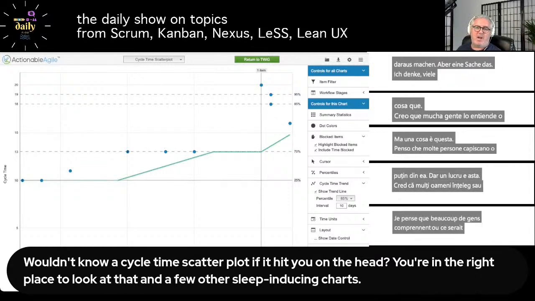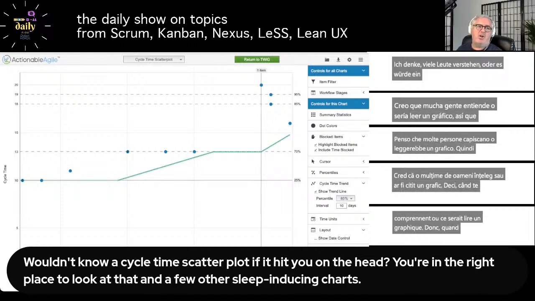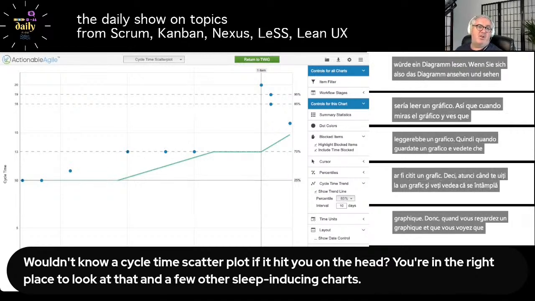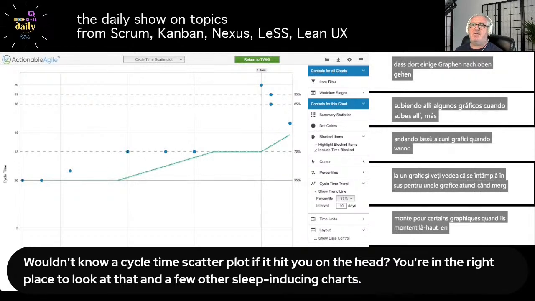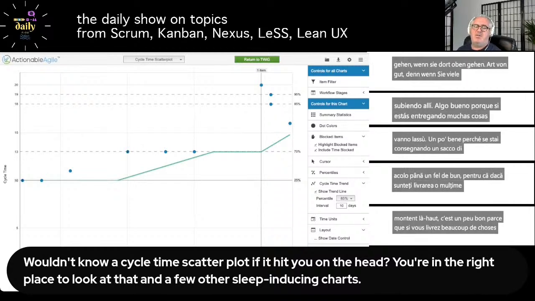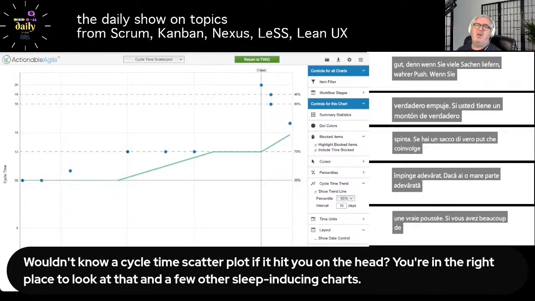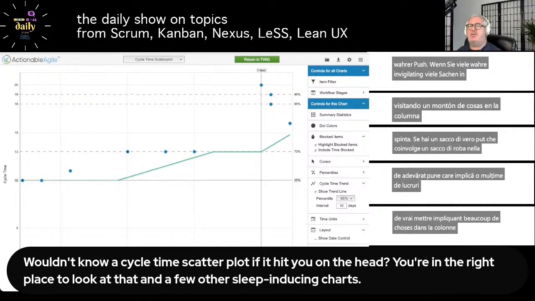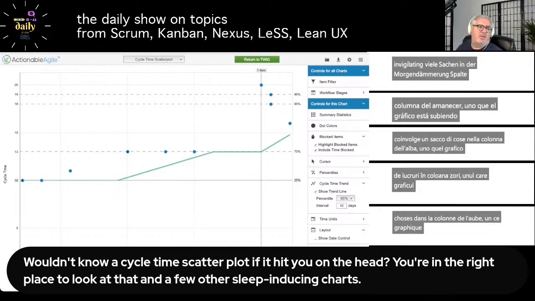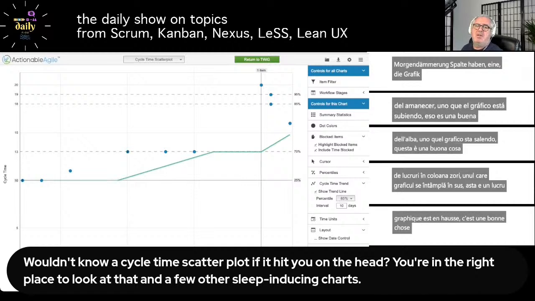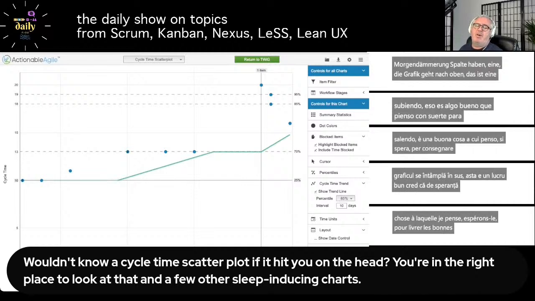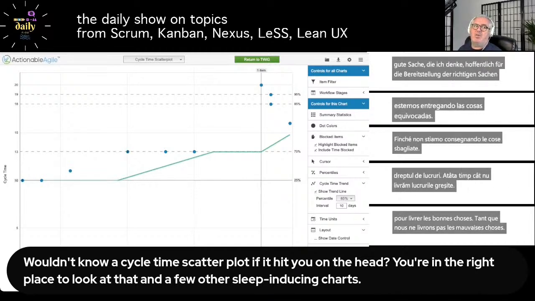So when you look at a graph and you see that it's going up, there are some graphs that, when they go up, are kind of good. If you're delivering lots of stuff, if you've got lots of throughput, if you're delivering lots of stuff into the done column, when that graph is going up, that's a good thing, hopefully, as long as we're not delivering the wrong stuff. But if cycle time is going up, that's not a good thing.